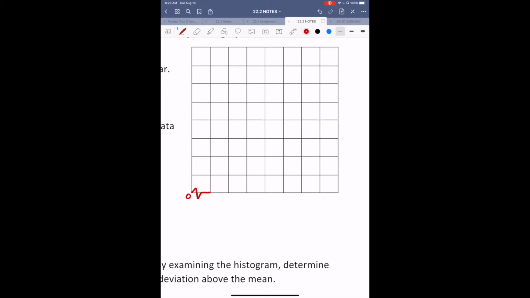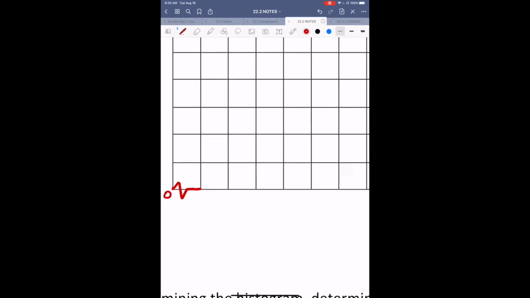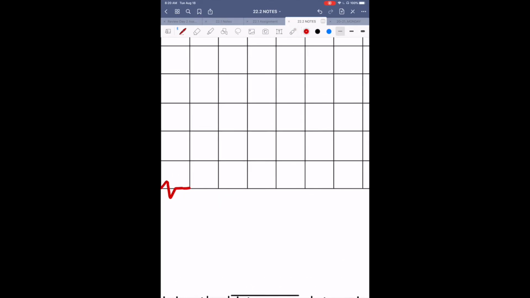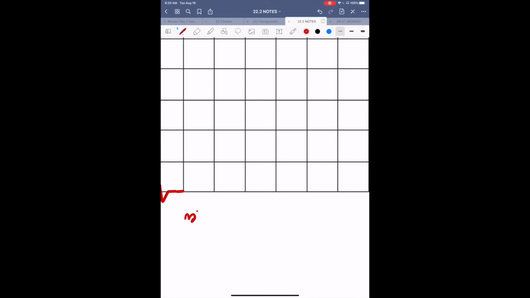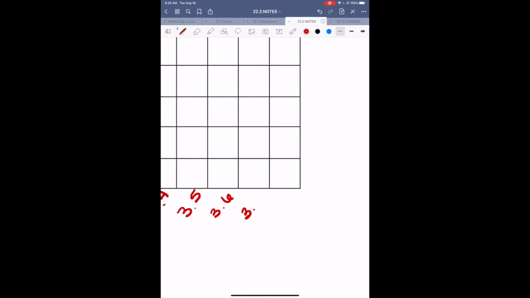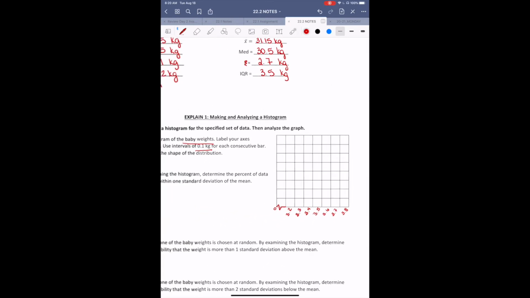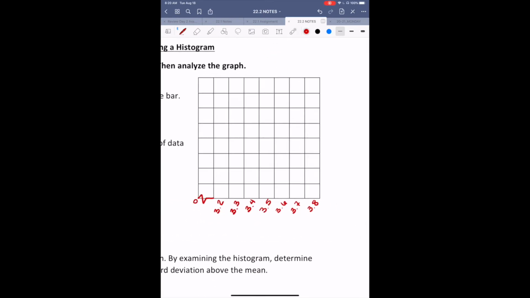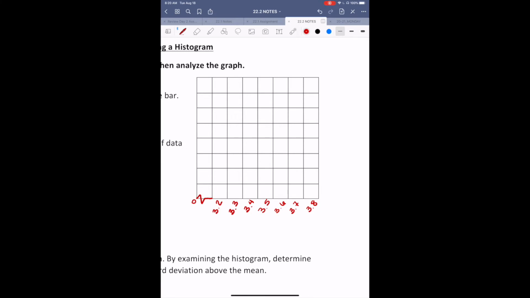Now remember, a histogram is a bar graph, so that means that each section is worth one value, this section is worth a second value, and so on and so forth. So we're going to label each of these sections. I'm going to do this diagonally just so that it'll fit. We're going to say this is 3.2, 3.3, 3.4, 3.5, 3.6, 3.7, and 3.8.